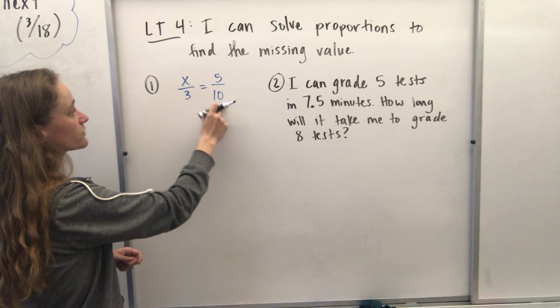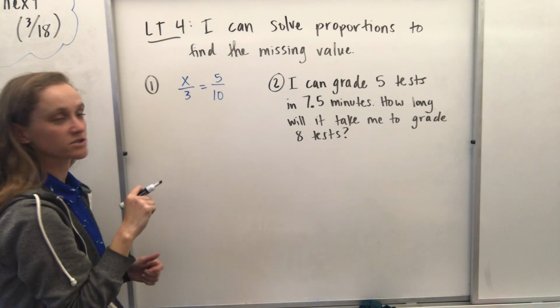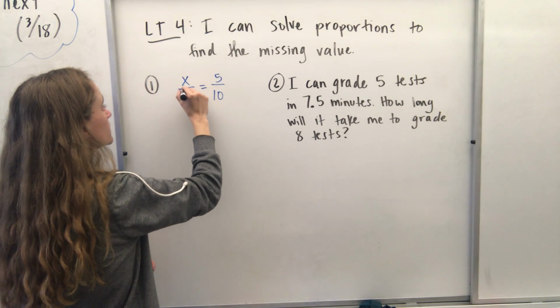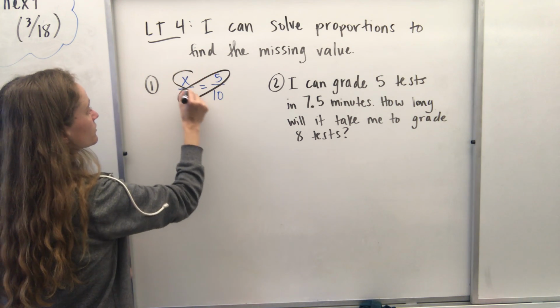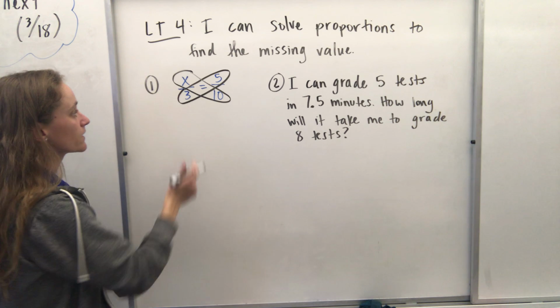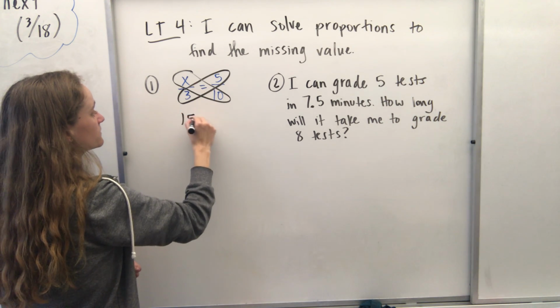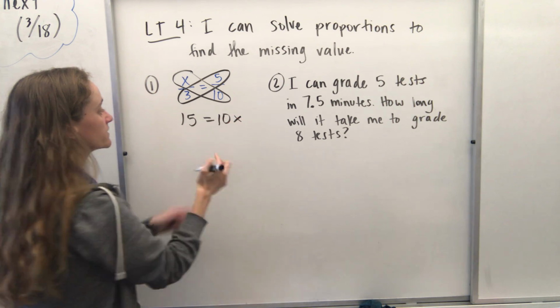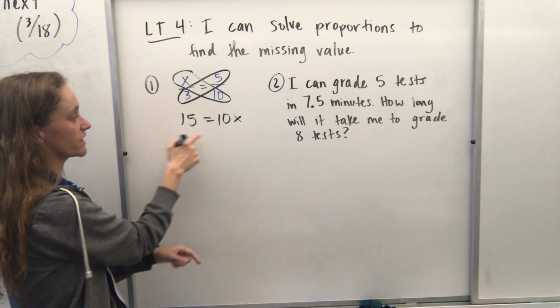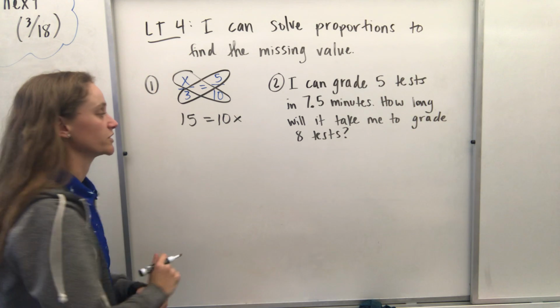Remember, when there's two fractions and an equal sign in the middle, I can just use cross multiplication. So here I can do 3 times 5, and the other way I can do x times 10. So 3 times 5 is 15, and x times 10 is 10x. It doesn't matter if you swap these and have 10x equals 15, because it's still the same equation.